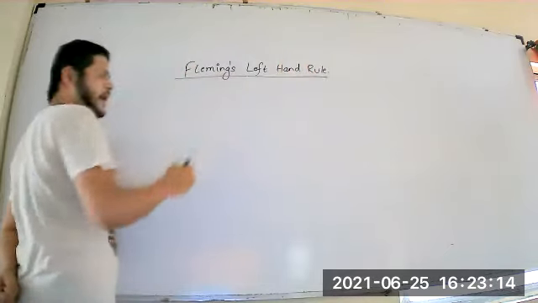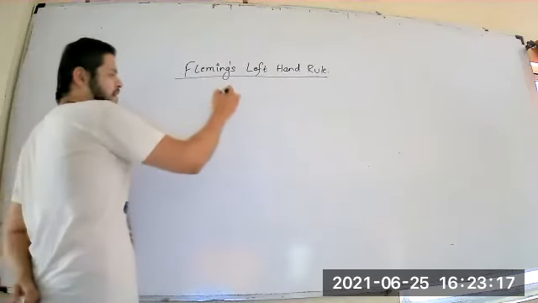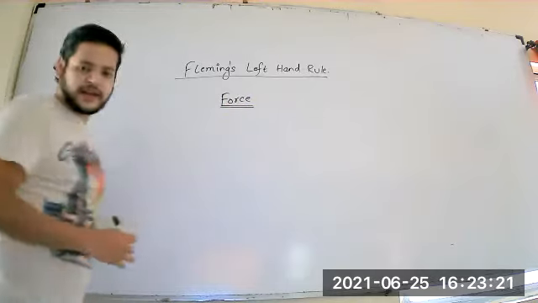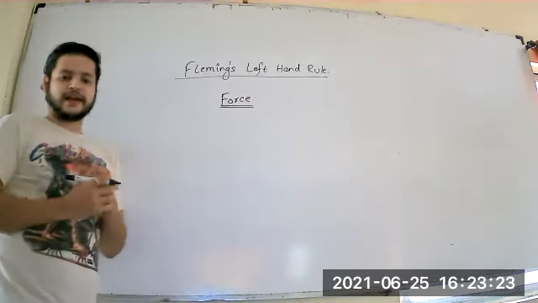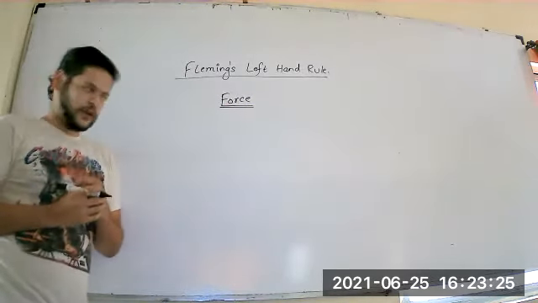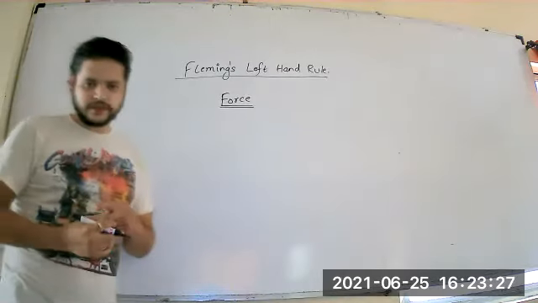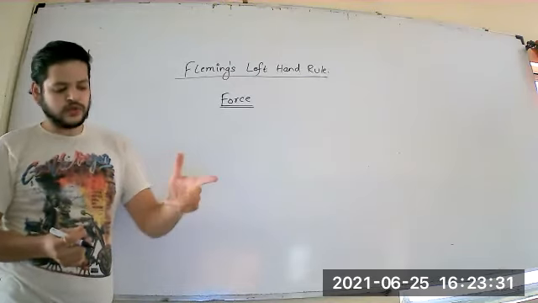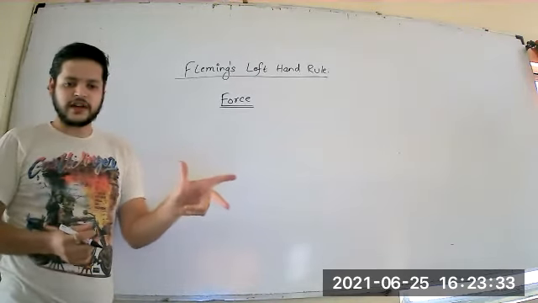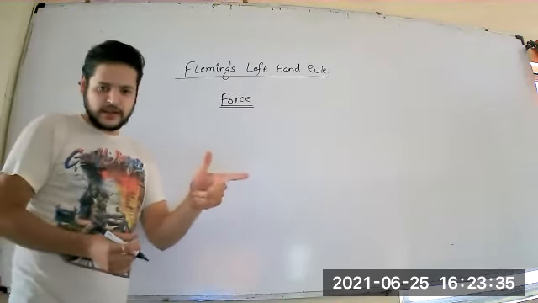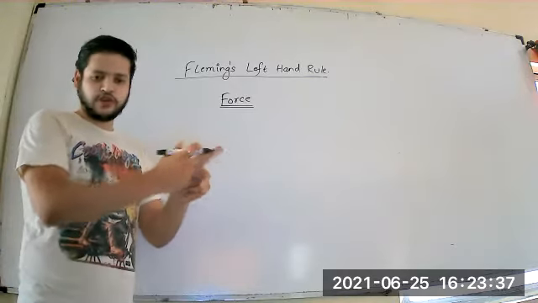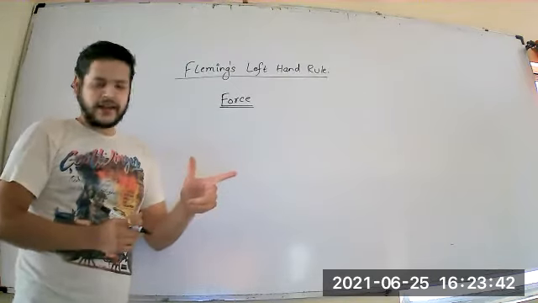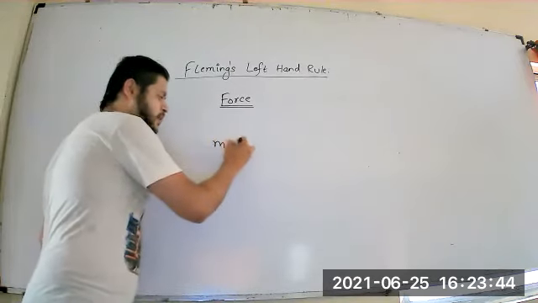Now this rule helps us to find the exact direction of force which is generated when a current carrying conductor is placed in a magnetic field. So what does this rule say? The rule says that we have to hold the three fingers of our left hand, that is the thumb, the forefinger and the middle finger, in such a way that they are mutually perpendicular.